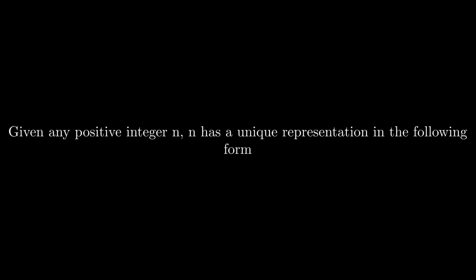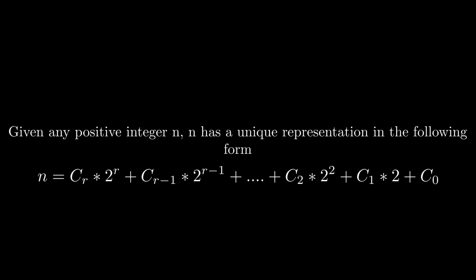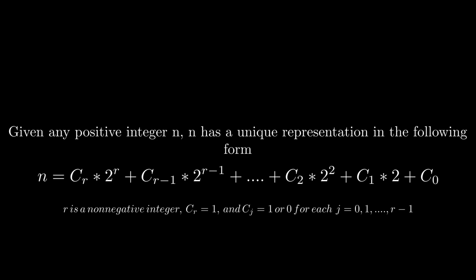There exists a theorem that proves the existence and uniqueness of the representation of integers as a series of powers of 2. The theorem statement is the following. Any positive integer n has a unique representation in the following form, where r is a non-negative integer. The coefficient c_r is equal to 1, and the rest of the coefficients can equal 1 or 0.